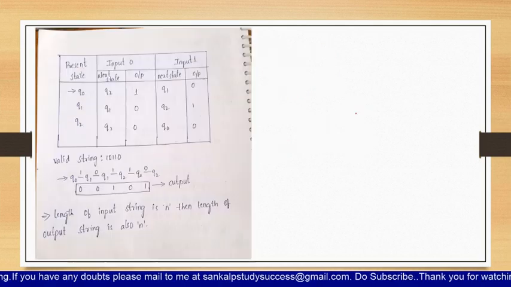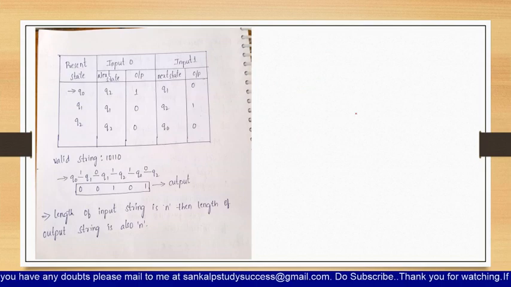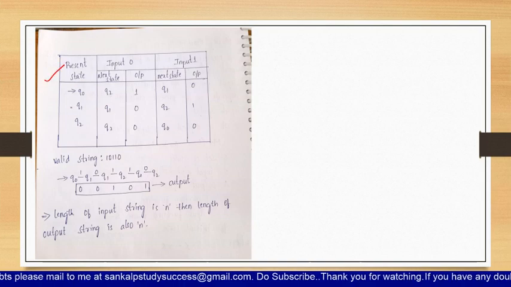So for each and every input, there is an output. That means the transition table goes like this, where the present state is nothing but all the states which are included in the transition diagram, and the next state and the output. Where are we going to the next state if we apply 0 and if we apply 1, and what is the output for that input? We are going to specify in the transition table.